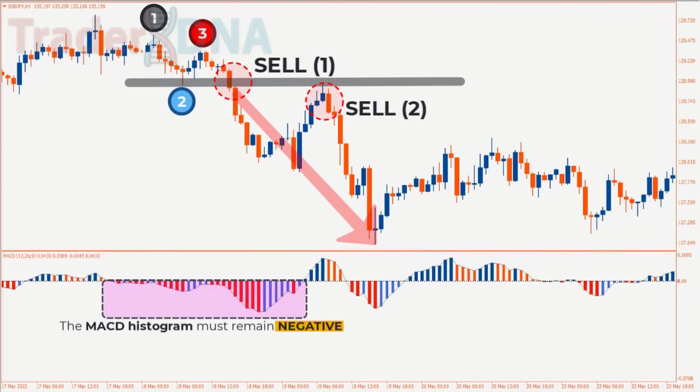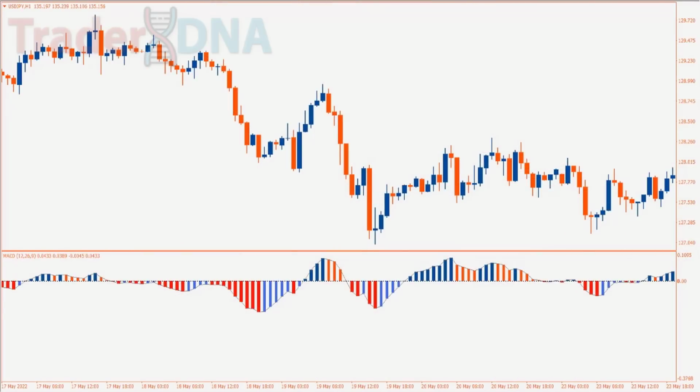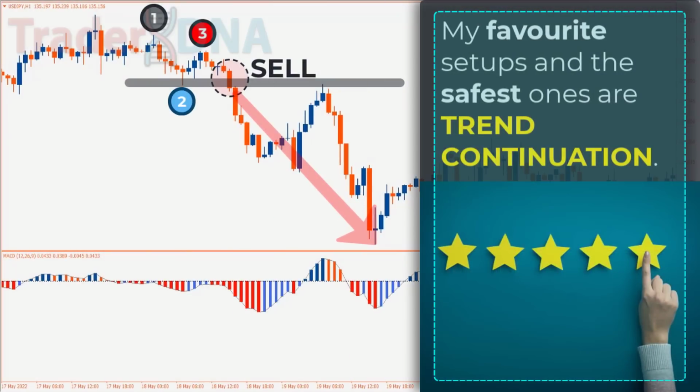This breakout below point 2's support level suggests a high probability of the market continuing its downward trajectory. 1-2-3 patterns, also referred to as continuation patterns, depict breakouts from consolidated prices, aligning with the prevailing trend. However, they can also indicate a potential reversal in direction. Among various setups, my preferred and safest ones are those indicating trend continuation.